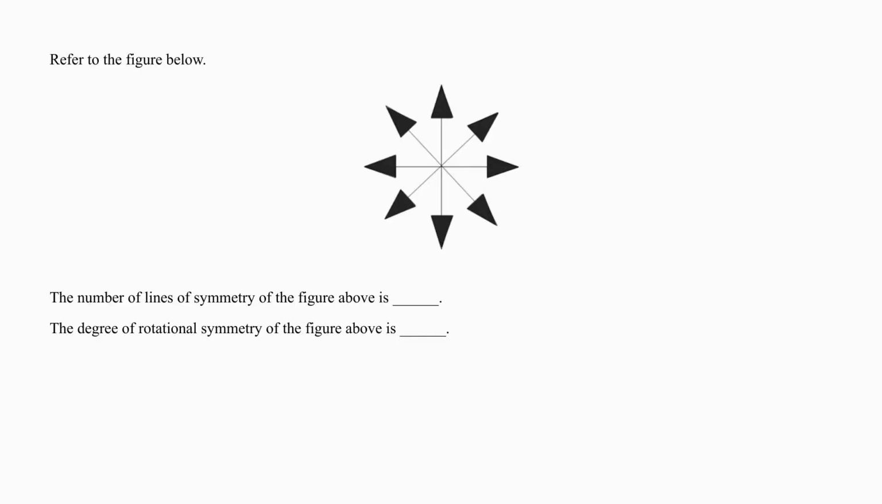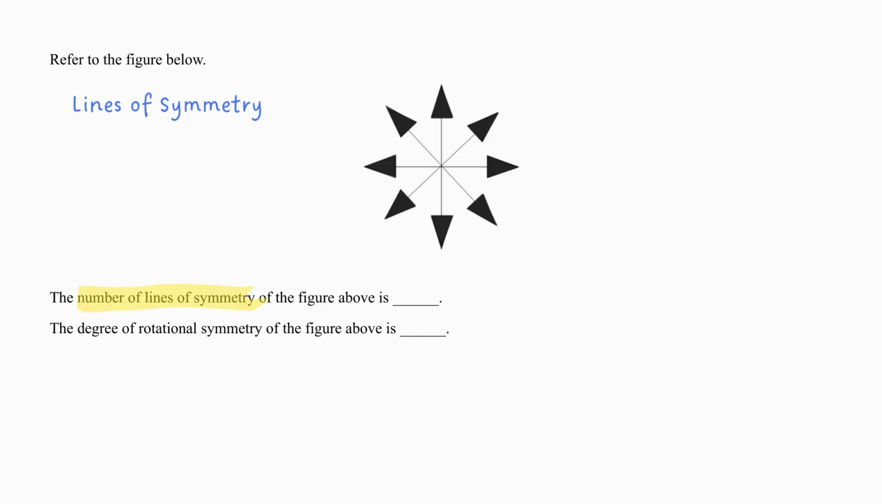Alright, let's have a look at this compass rose style figure. Symmetry is all about balance, how a shape can be folded or turned while still looking exactly the same. Let's break this down into two parts: lines of symmetry and rotational symmetry. Part A is asking to find the number of lines of symmetry.